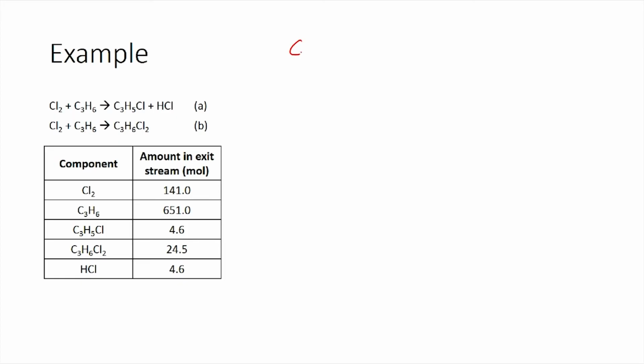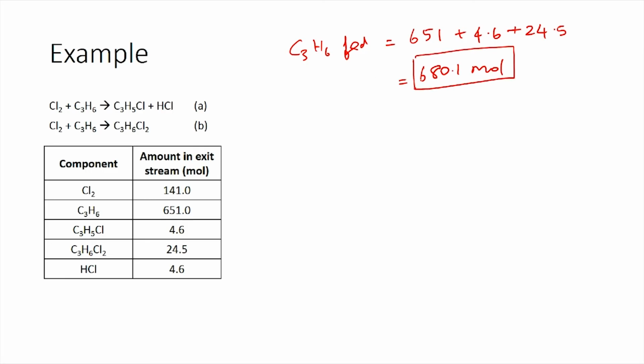Thereby, the amount of reactant C3H6 fed would basically be the amount of reactant which is leaving the system, which is 651 moles, plus 4.6 which was consumed by the first reaction, plus 24.5 which was consumed by the second reaction, giving you a value of 680.1 moles. So, this would have been the amount of C3H6 fed to the system. So, this gives us the values for the first part.